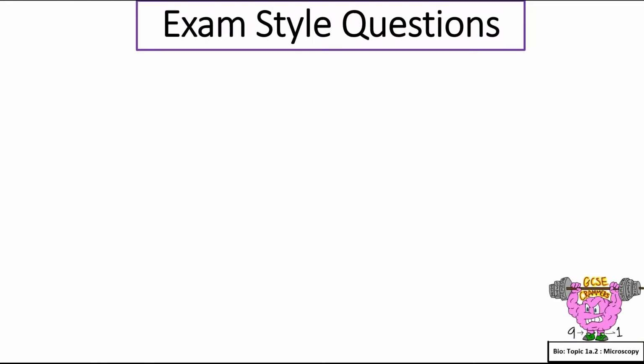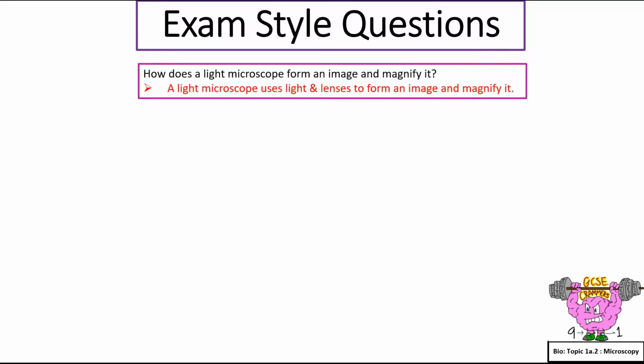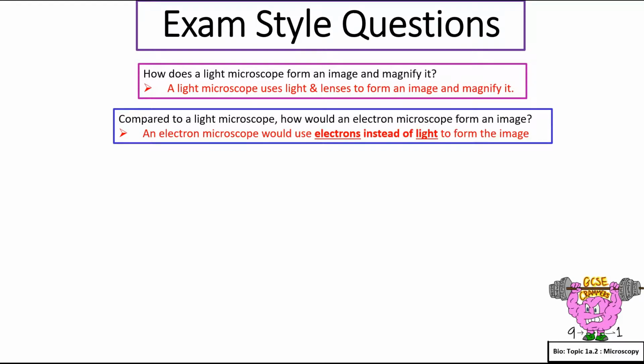Exam-style questions. How does a light microscope form an image and magnify it? The light microscope uses light and lenses to form an image and magnify it. Compared to a light microscope, how would an electron microscope form an image? An electron microscope would use electrons instead of light to form the image.